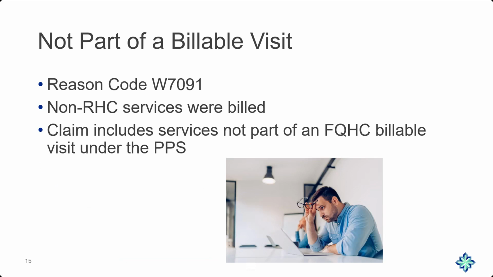The next reason code is a common working file reason code. It starts with a letter W, 7091. And this indicates that a service on the claim is not part of an RHC or FQHC visit. So it means that the code isn't submitted, or the code is submitted, but it's not recognized, or it isn't valid for Medicare. So it's either not on file, or it doesn't exist in Medicare's system, or it isn't billable under certain specific circumstances. It could also mean that the code might be valid for other payers, just not for Medicare.